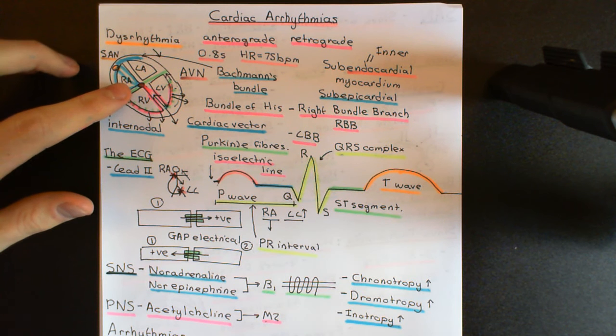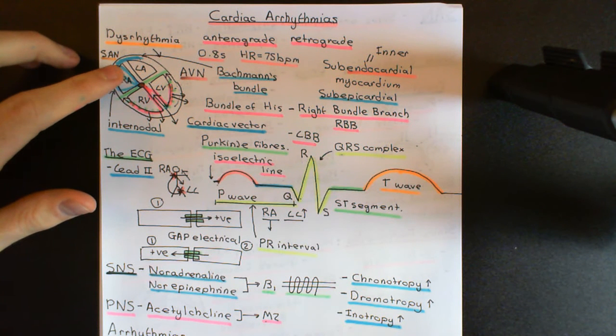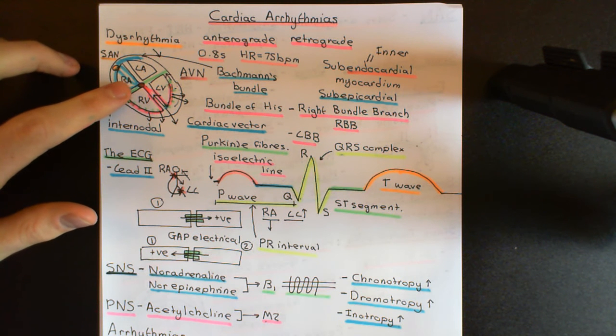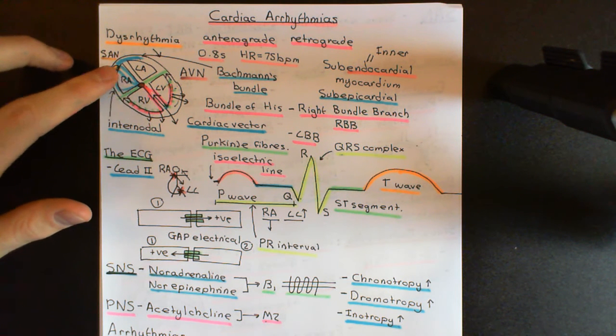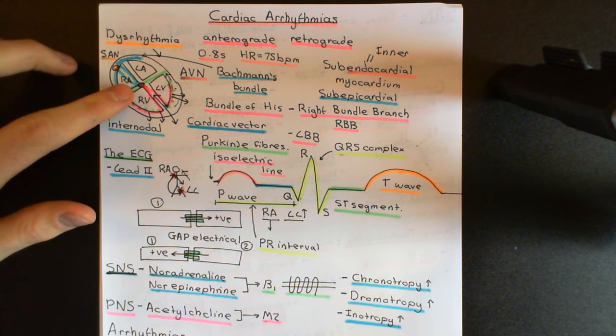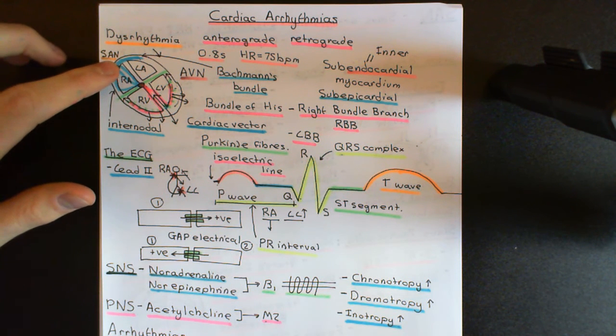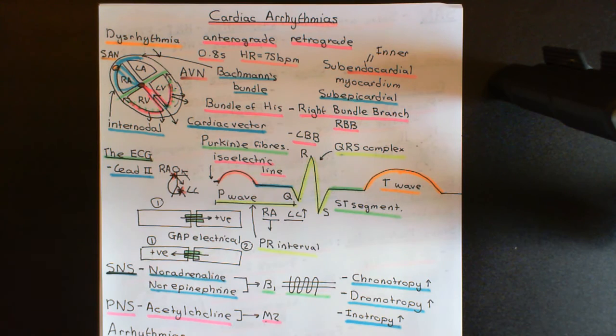And how can we do this? Well, the principle is that we can do it by slowing down conduction through the atrioventricular node. Now let me explain why slowing down conduction in the atrioventricular node is going to mean that not all of the electrical signals are actually going to be conducted from the atria to the ventricles.